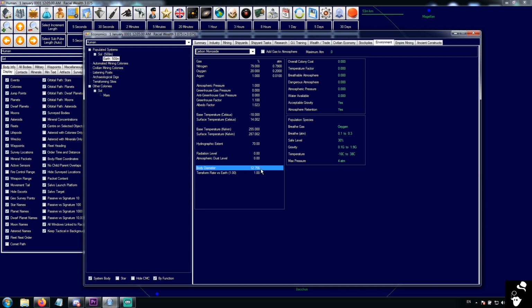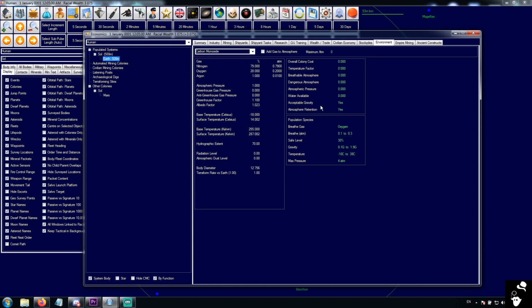Body diameter is down here, and the terraform rate versus Earth is here. So if you're bigger than Earth, it's going to terraform slower. If you're smaller than Earth, it's going to terraform faster. Earth obviously terraforms at exactly the same rate as Earth, but if you have a look at Mars, it's a little bit smaller, so it's going to terraform about 3.52 times faster than Earth will.